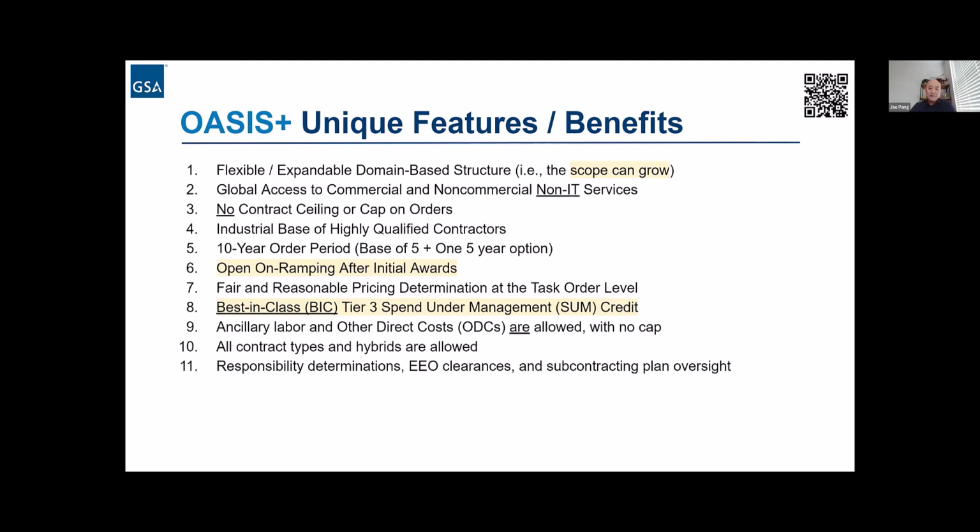OASIS Plus does not have a contract ceiling. Because there's no ceiling, there's also no cap on the value of the individual award. So maybe you have a requirement that's $500K or upwards of $10 billion. Both of these requirements will fit under OASIS because we don't have a contract ceiling for the entire program.